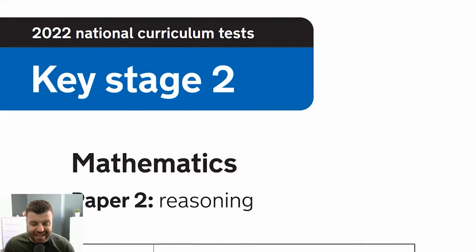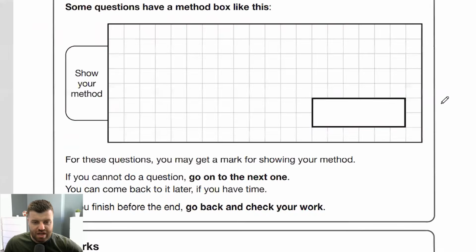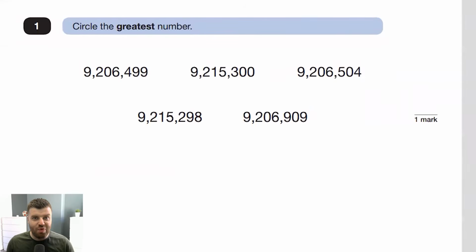Let's dive straight in. So there's your front page, all of the instructions, and here's question 1. Circle the greatest number. Now we know greatest is another word for biggest. So let's take a look at these numbers here. They're all in the millions and they're all 9 million. So we can't use that to help us.